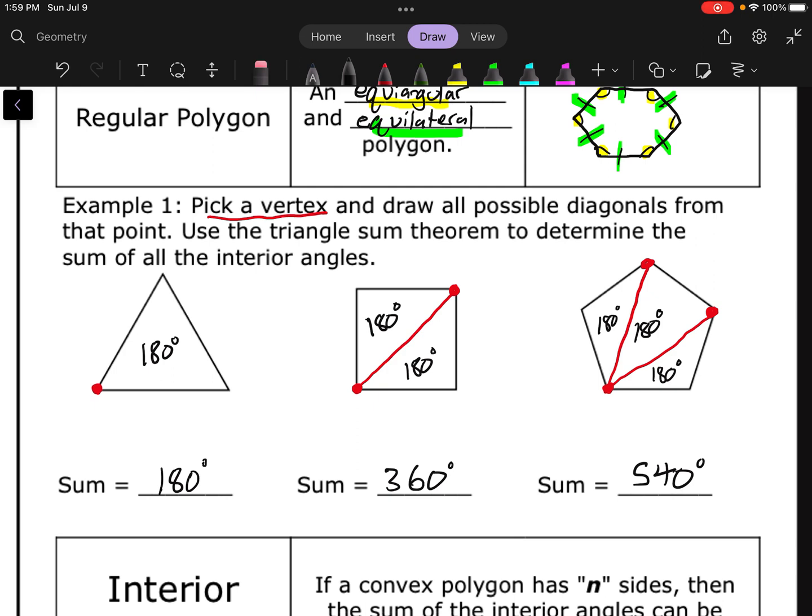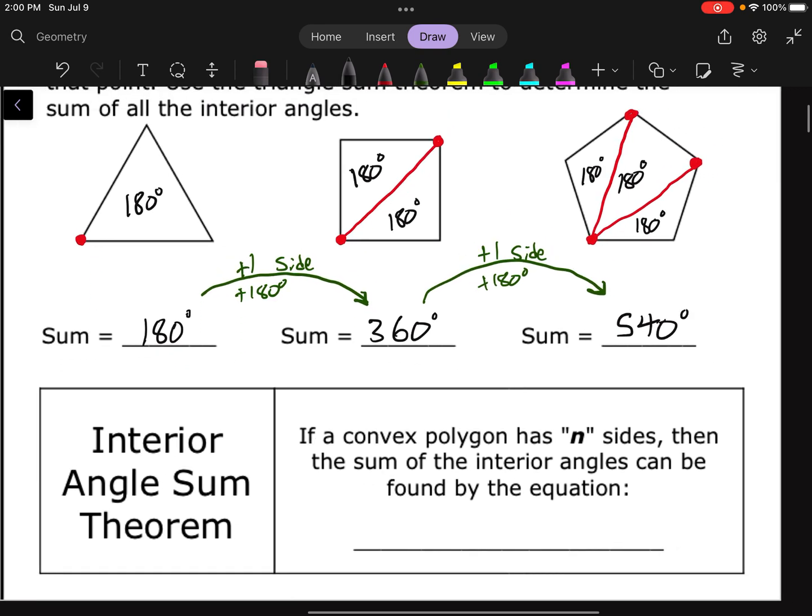We can kind of follow this pattern to figure out how many degrees there are going to be in any sort of polygon. Because as you can see, as we increase the number of sides of the polygon, like we started with a 3-sided shape, then we went to a 4-sided shape, then we went to a 5-sided shape. Each time we increase the number of sides, if we add one side, we add 180 degrees. So that pattern is what's going to give rise to what we call the interior angle sum theorem.